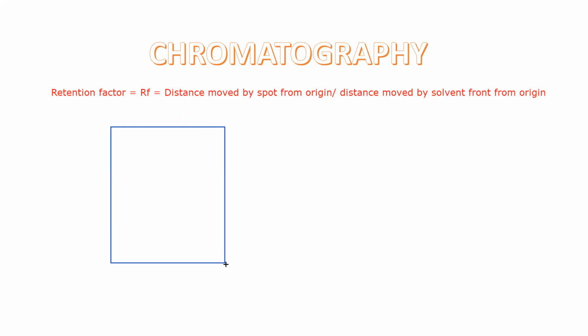Example, this is a chromatogram. Yeah, that I will explain, what is the retention factor. For example, you have a chromatogram. This is the origin which you draw with pencil, and you place a sample here. When you place a sample, you observe two different spots. So the question is, is it pure or impure? The sample.